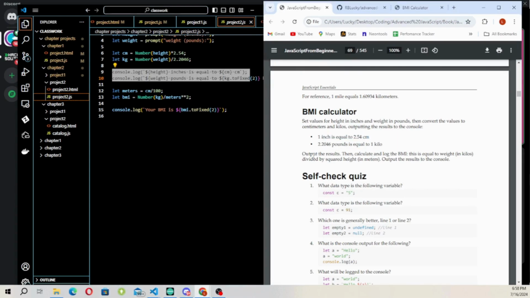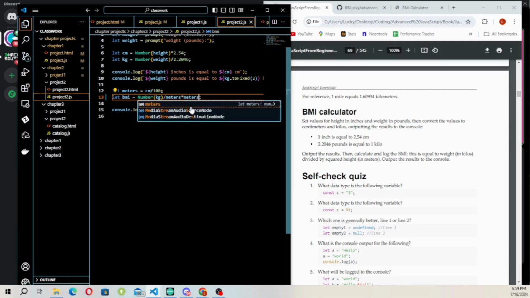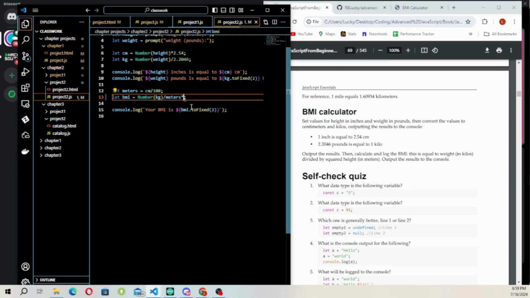After you output the results, you calculate and log the BMI. So this is equal to weight in kilos. How you calculate BMI is weight in kilos divided by squared height in meters. This is what they taught us yesterday. This is how you do a square. So this is meters squared. You just use the power of 2, or if you like, you can say meters times meters. It's the same thing, but this one is shorter. So do you understand the conversions and the calculation?